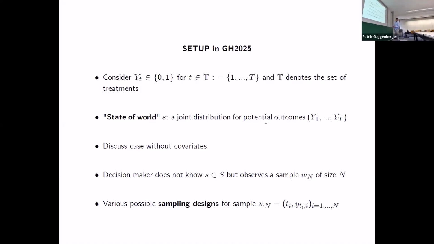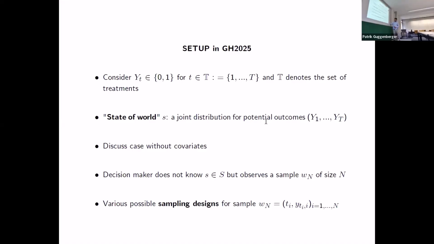For simplicity, I'm discussing the case without covariates, but I mentioned that we can incorporate a binary covariate at least. And obviously, the policymaker does not know S, the joint distribution, because otherwise it would be a simple exercise. You would simply pick the treatment that yields the highest expected outcome. So the policymaker does not know S, but she's partially informed about S by observing a sample W_n of size n. There are various possible sampling designs, but the data always looks like that.